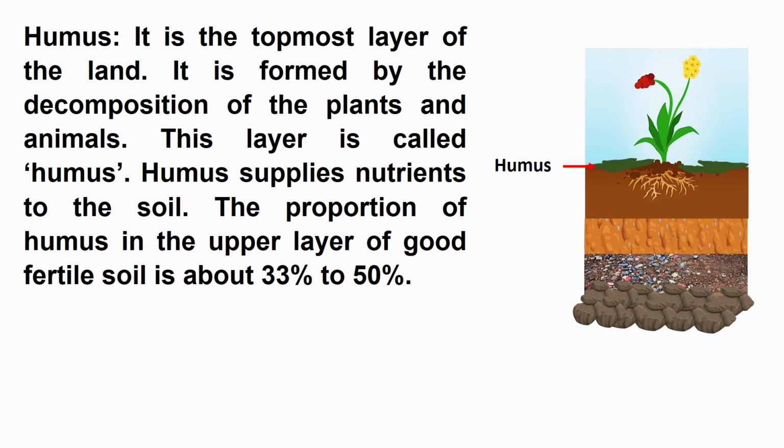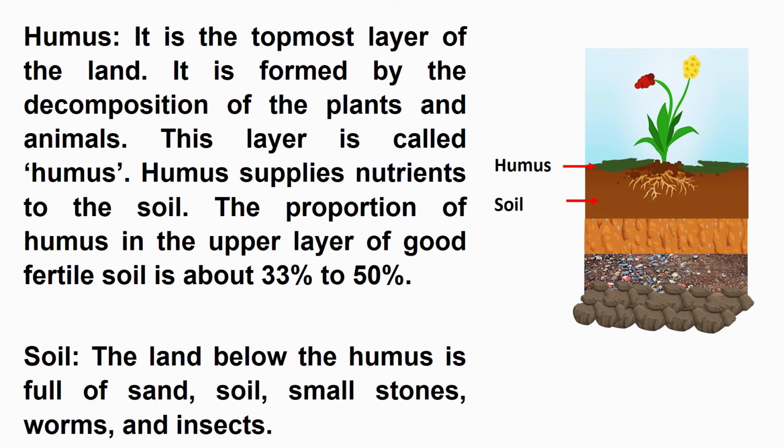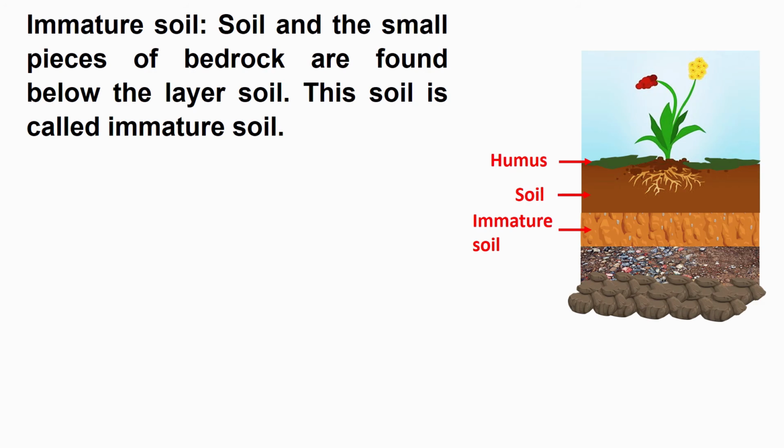The second layer of land is soil. The land below the humus is full of sand, soil, small stones, worms, and insects. The next layer of land is immature soil. Soil and small pieces of bedrock are found below the layer of soil. This soil is called immature soil.